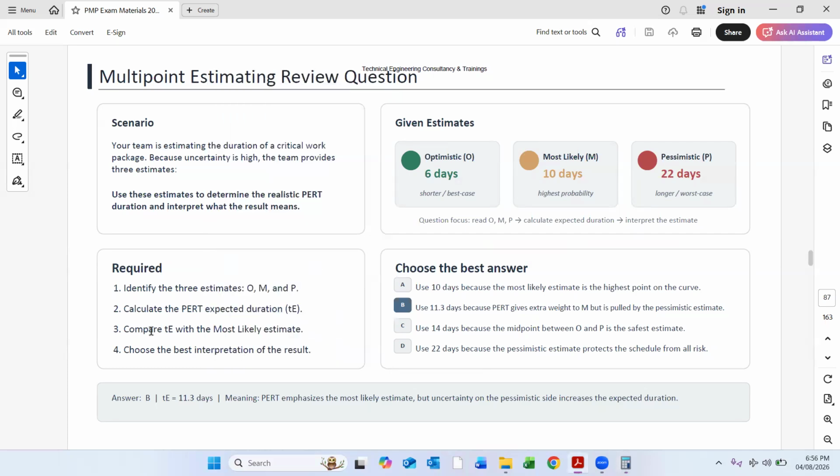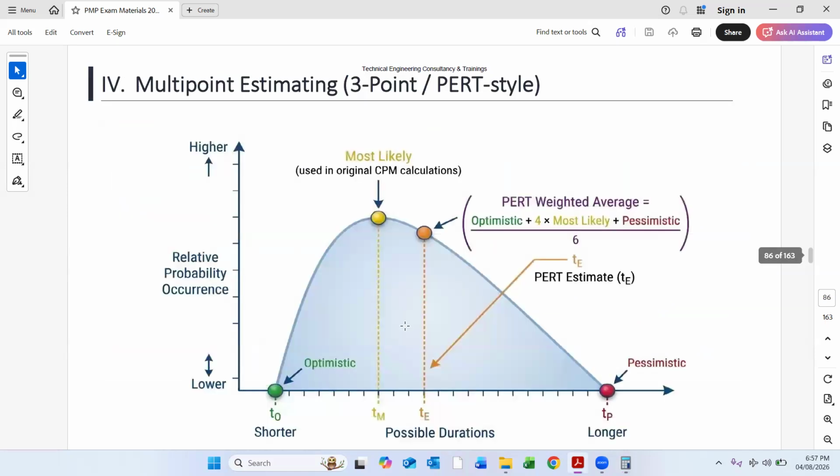Do you know the answer? Compare TE with most likely estimate. Choose the best interpretation of the result. Use 11.3 days because PERT gives extra weight to most likely, but is pulled by the pessimistic estimate. So why are we calculating TE here? Compare TE with most likely estimate.